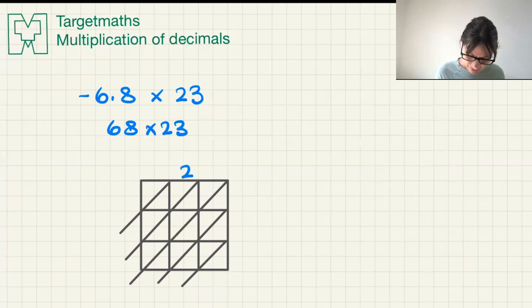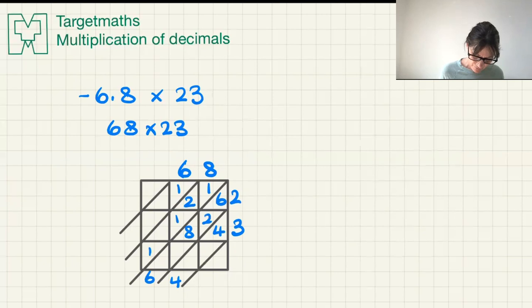Oops, that's not right. That's 68, 23. And then start multiplying in. So 8 2s are 16, 6 2s are 12, 8 3s are 24, and 3 6s are 18. 4, 8, 10, 16, carry that 1, 1, 2, 3, 4, 5, and we've got 1. So we've got 1, 5, 6, 4.